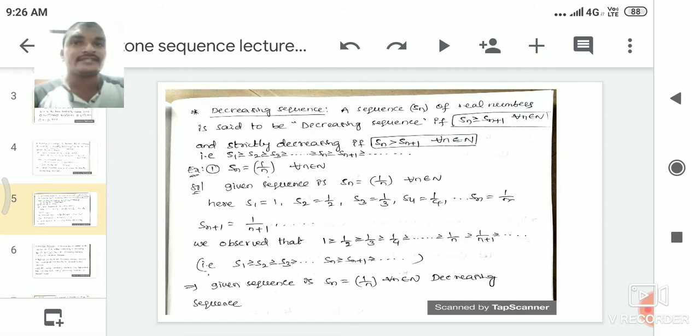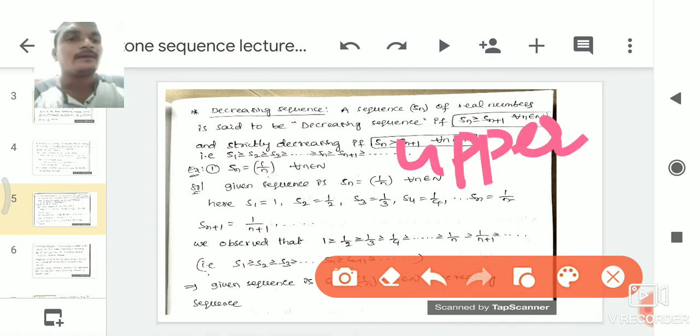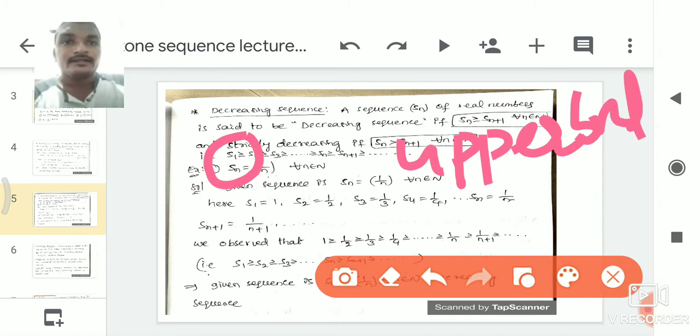Every decreasing sequence has upper bound. Why? Because here S1 is greater than S2. That means S1 is also greater than S3, also greater than Sn, also greater than Sn plus 1. That means every decreasing sequence has upper bound. That is, in a decreasing sequence S1 is upper bound. In an increasing sequence S1 is lower bound.